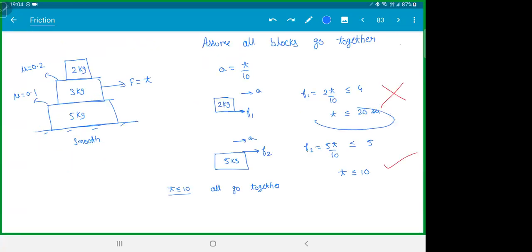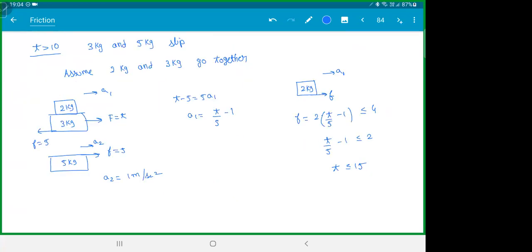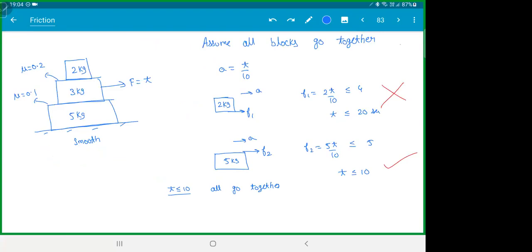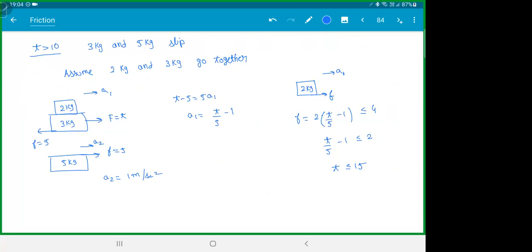Previously what data did we get? 20 seconds. Because this was derived under the assumption that everyone is going together. But the moment the 5 kg slipped, you know what is happening, I'll tell you. Previously, F1 was thinking F2 will give however much I want. So it was under that assumption. That's why it was slipping at 20. The moment F2 started slipping, F1 has to provide more friction for all the blocks. So it will reach maximum value much faster. So up to 15 seconds, 2 kg and 3 kg go together. After that, they slip.